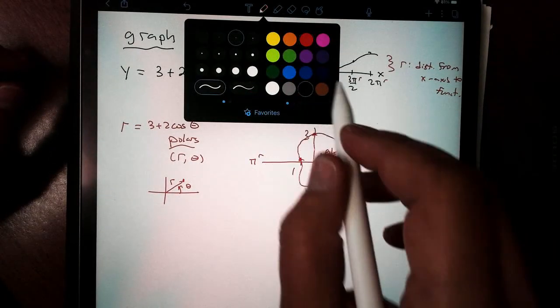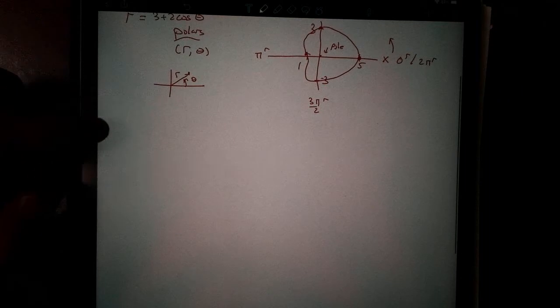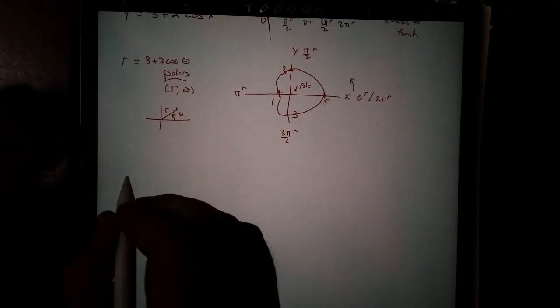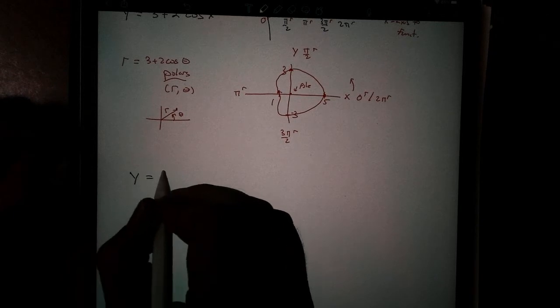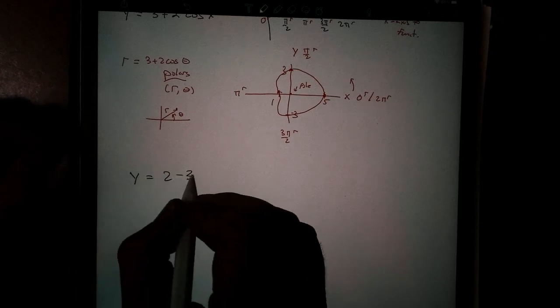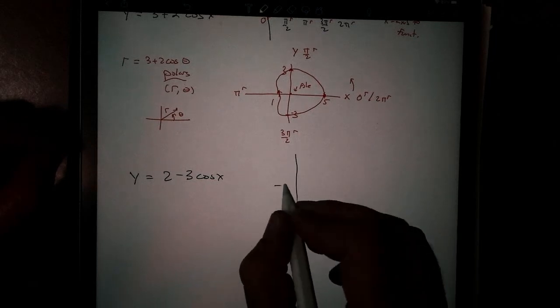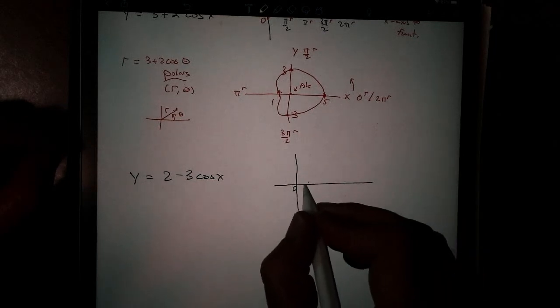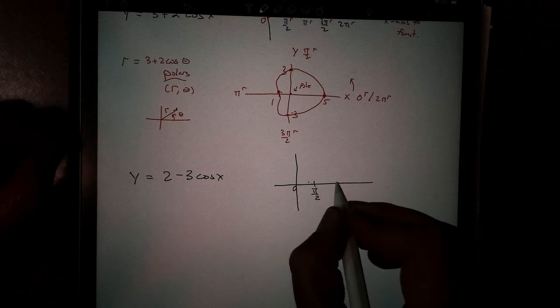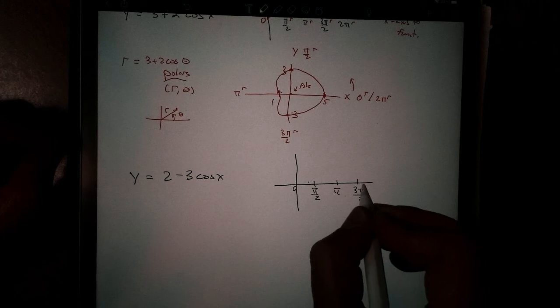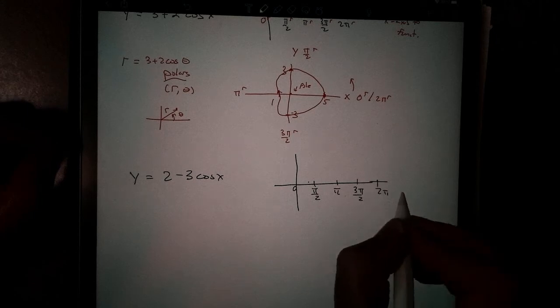What would happen if we did a looped limaçon? I want to show you this. This is y equals, what if we did 2 minus 3 cosine of x? Well, let's look at the graph of the function. And again, I'm only looking at 0, pi over 2, pi, 3 pi over 2, and 2 pi.